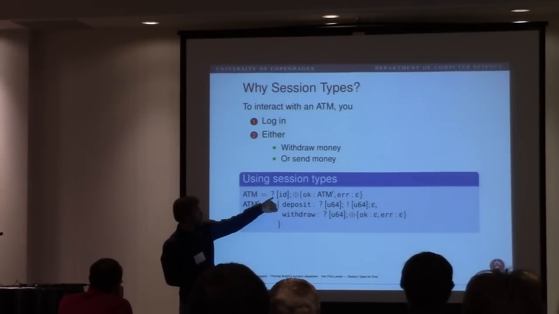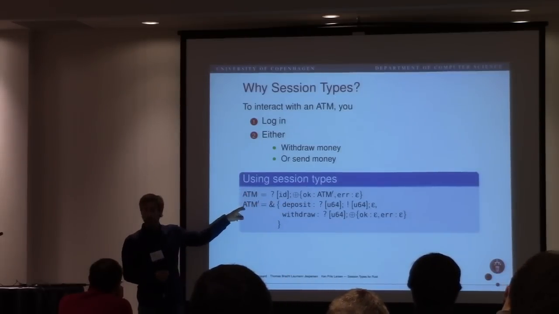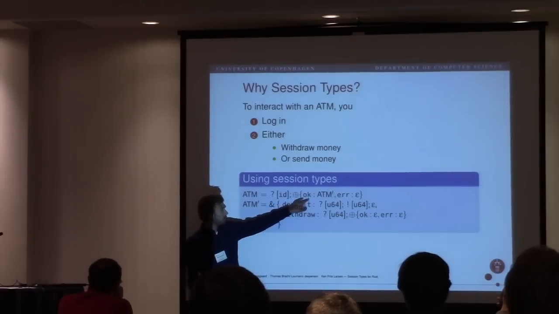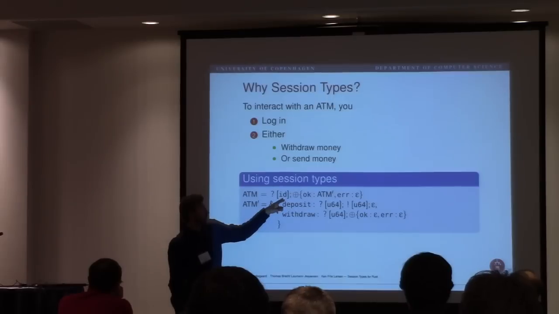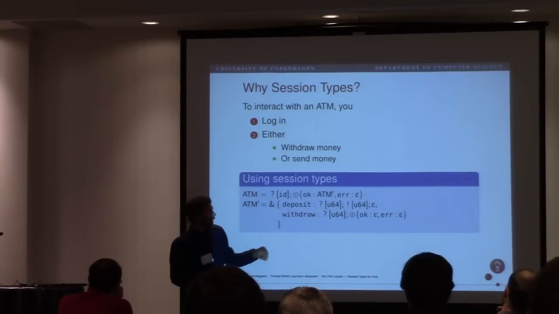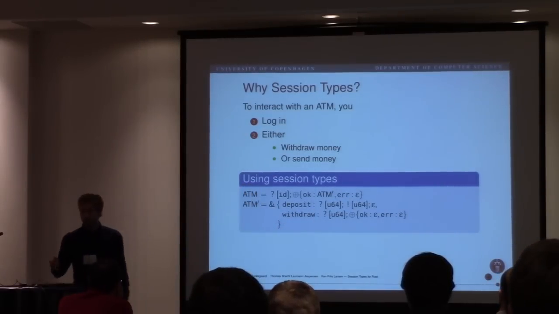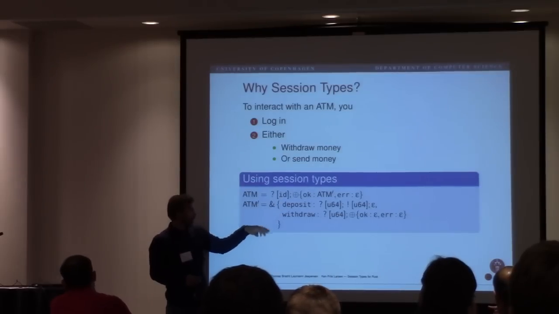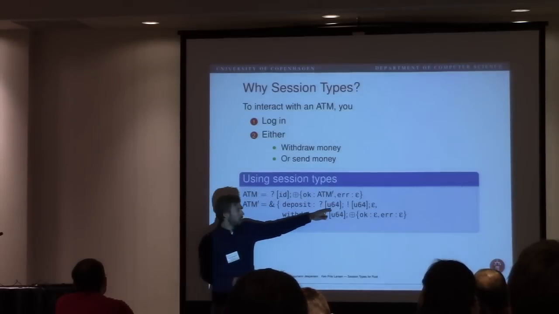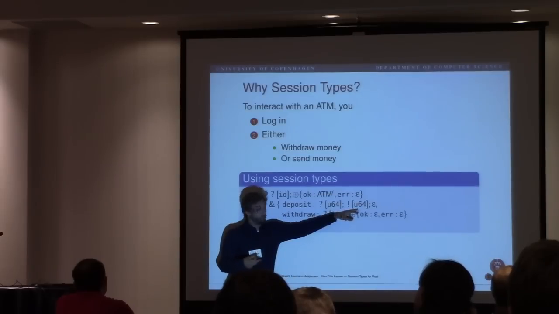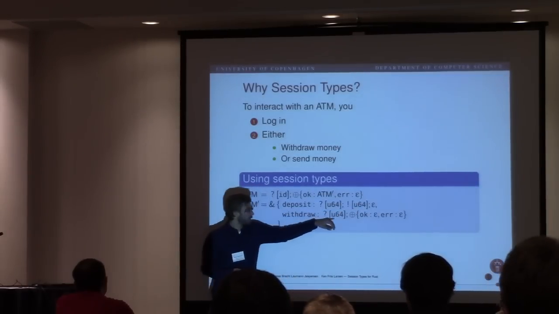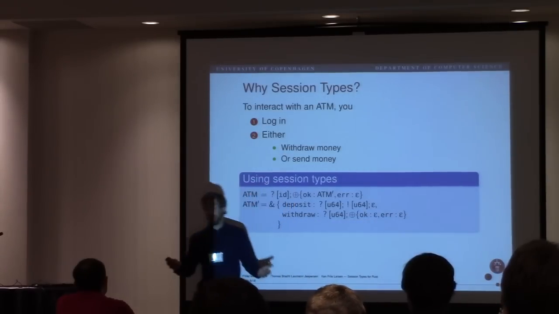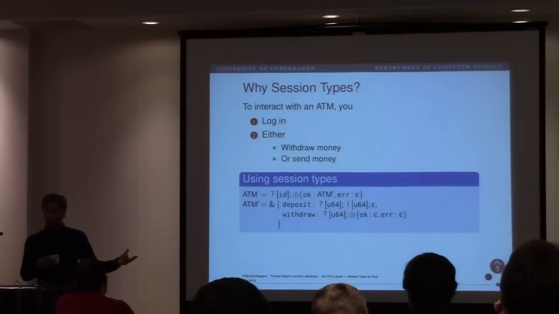What it says is, first, this is from the ATM's point of view. The ATM will first receive some sort of identification, and then either the credentials are okay and we go to this ATM branch, or the credentials are invalid and you just close the protocol with this epsilon. Once you've verified the credentials, you have these options: depositing money and then returning the new balance, or withdrawing money and then getting an okay if there were sufficient funds on the account, or an error if there are insufficient funds. These are the kinds of things you can express using session types.